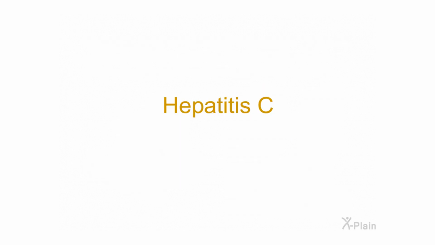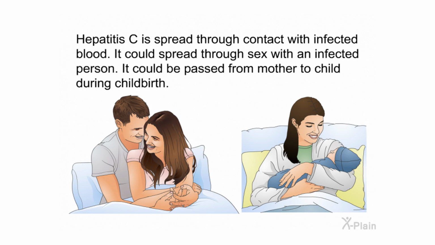Hepatitis C. Hepatitis C is spread through contact with infected blood. It could spread through sex with an infected person. It could be passed from mother to child during childbirth.